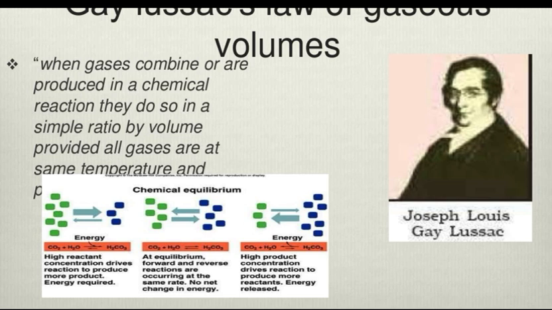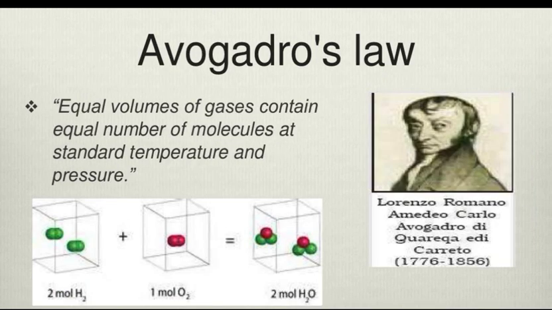Here you can see the ratio. Next, move to the next, Avogadro's law. It states equal volumes of gases at the same temperature and pressure contain an equal number of molecules. This explains why gases follow simple volume ratios. Equal volumes of gases contain equal numbers of molecules at standard temperature and pressure. You can see here 2 moles of hydrogen and 1 mole of oxygen combine with each other to give 2 moles of water. Okay, this is Avogadro's law.